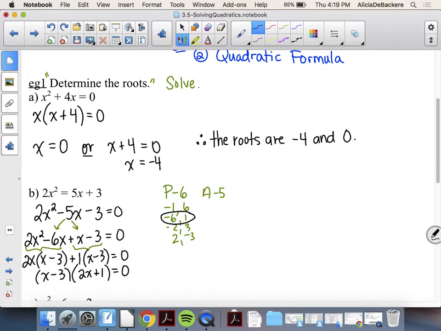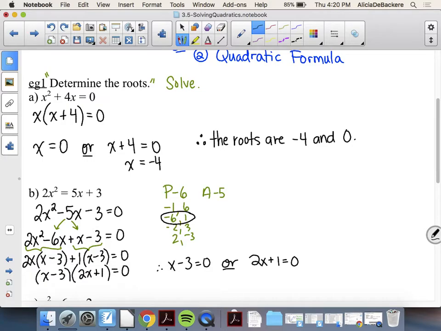Again, to find my roots, now that I've got the two factors, I just have to set each factor equal to 0, because I have factor 1 times factor 2 equals 0. Either factor 1 equals 0, or factor 2 equals 0. And then I'll solve each of these equations.